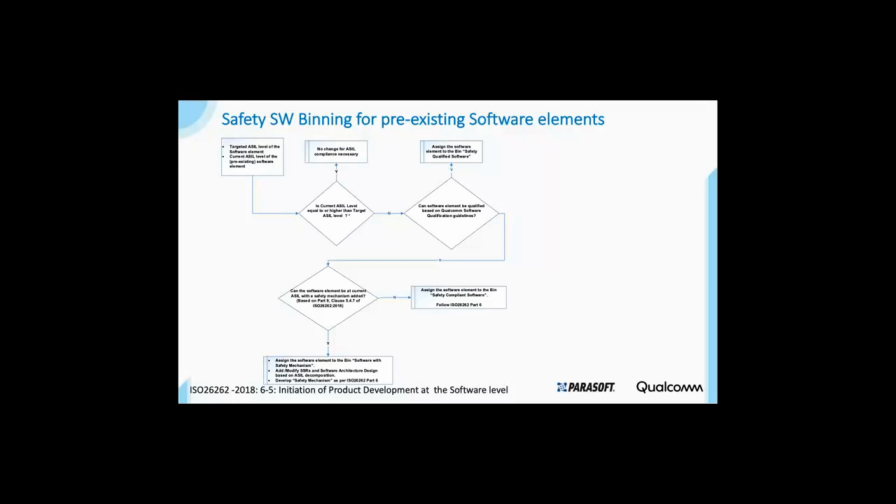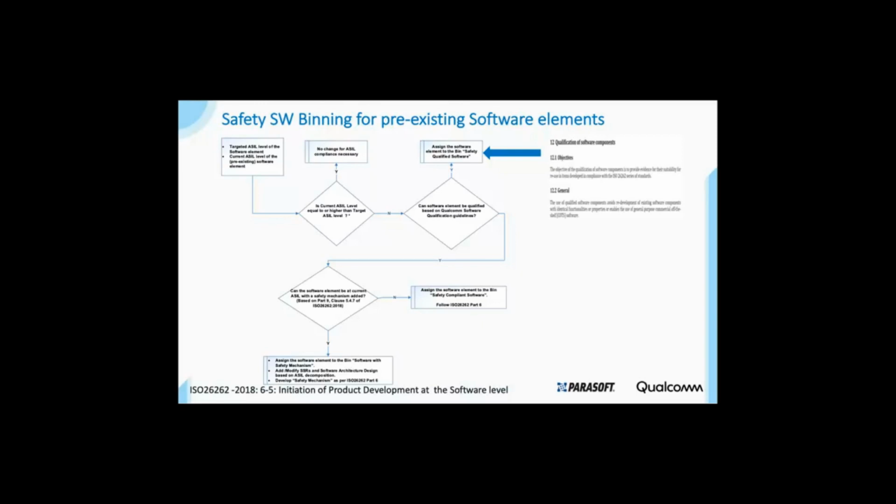So one of the first things we did is what's called an impact analysis. We looked at all the existing software and figured out how to make it ASIL compliant. We call it safety software binning. Without going into too many details, we use one of 3 methods.